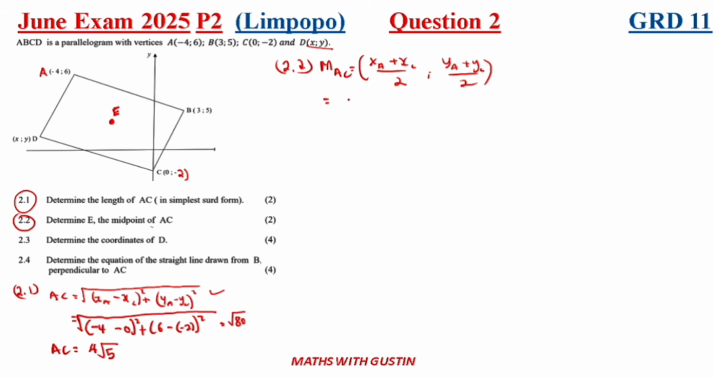So straight away you're just going to come here and substitute. So x at A is -4, plus 0, all over 2. Therefore y is 6, plus -2, all over 2. Close bracket. Now as you can see here, the answer is going to be -2, and then 4 divided by 2 is going to be +2. So this gives us the coordinate of E, which is the midpoint of AC. The coordinate here will be (-2; 2), which makes sense because we're in the second quadrant. X is negative and Y is positive. This is also another way that you can check that your answer is correct.